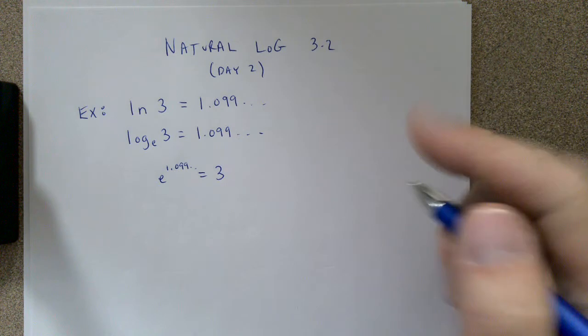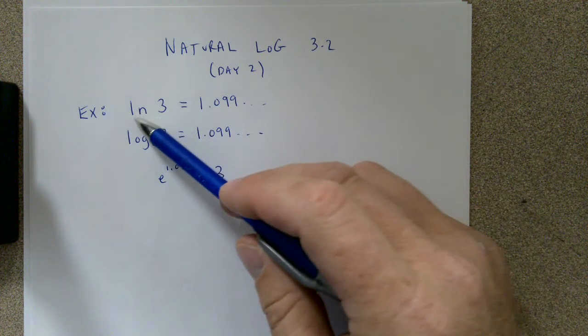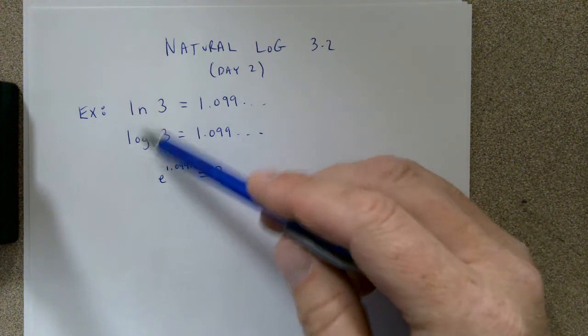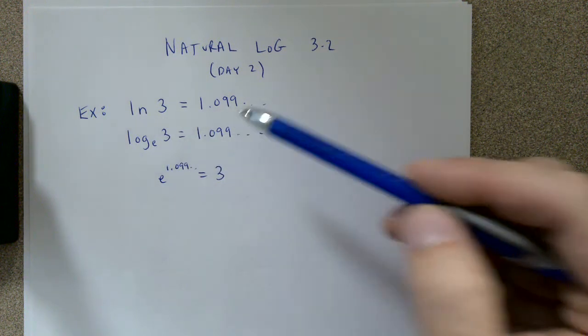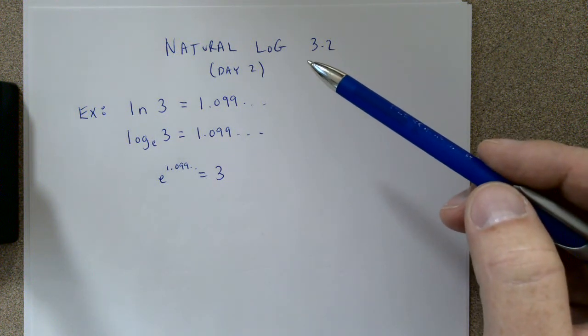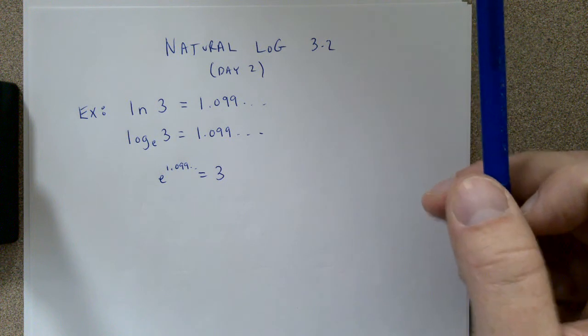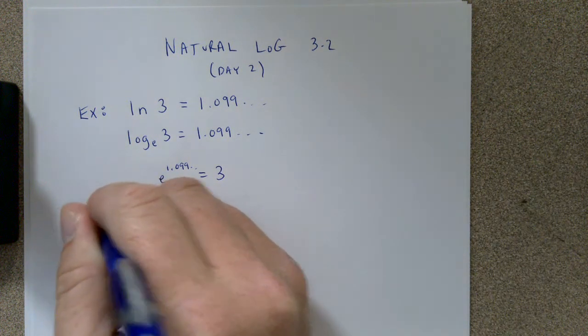So in this first example, just understanding what LN means, it just means natural log. And basically that's log base e. You can just bring the number straight down to write that. Any questions with that? Okay, let's look at another example.